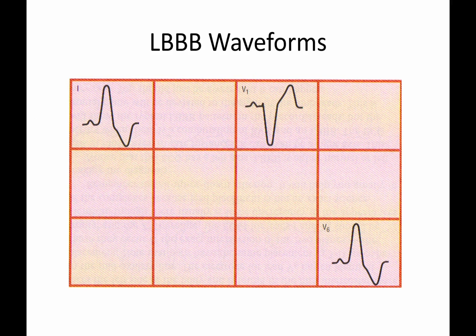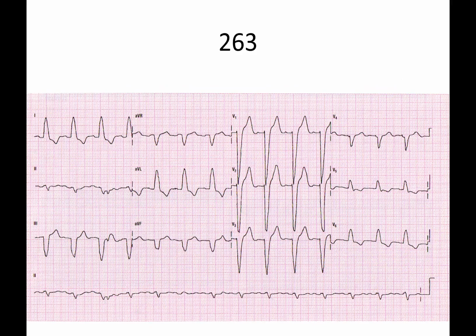Similar to the one we were looking at before, this will just make it a bit easier to visualize, I hope. But you have the lead 1, V6. You've got that broad, wide QRS. And then in your V1, you've got that broad S wave. And you might have the tiniest of R waves as well, but overall you've got that broad sloping S wave. So let's apply it.